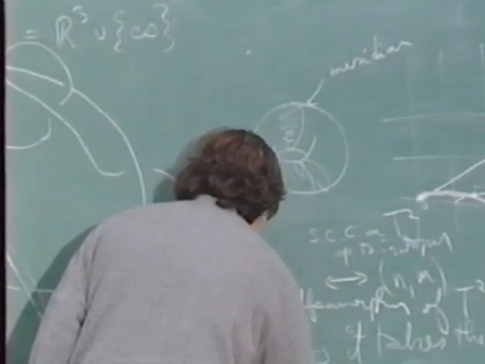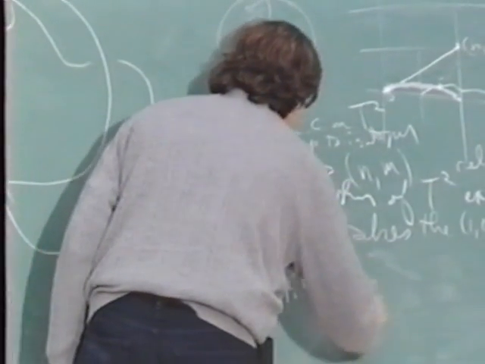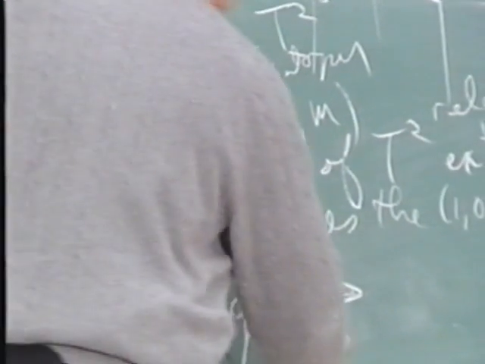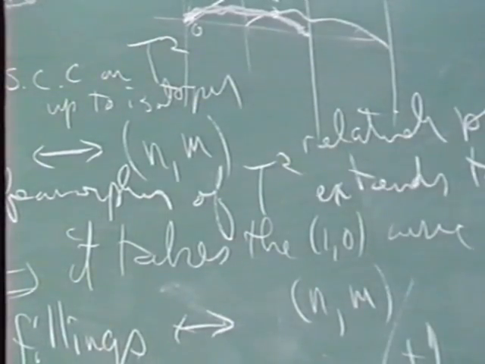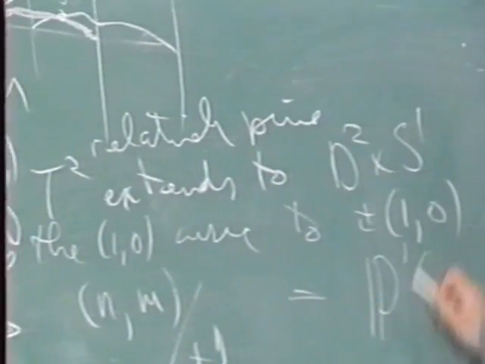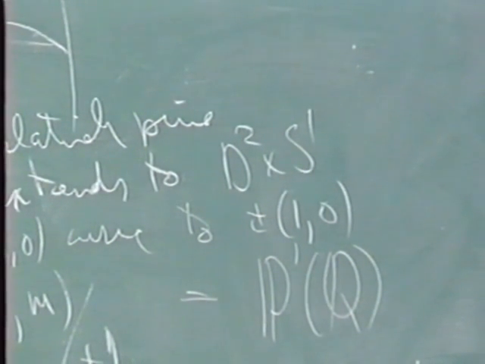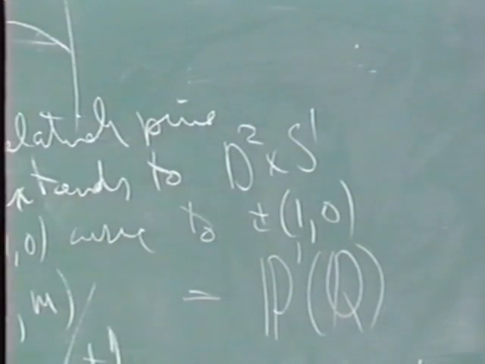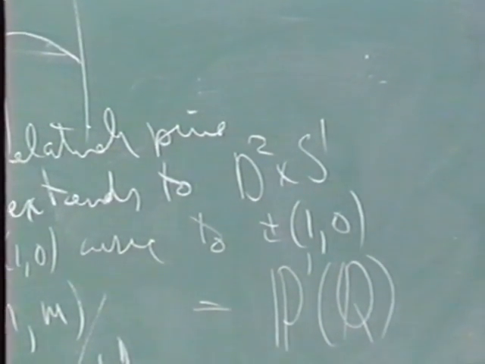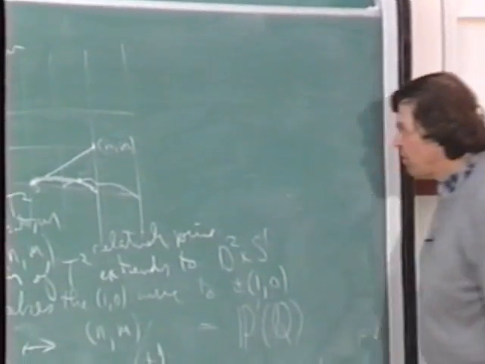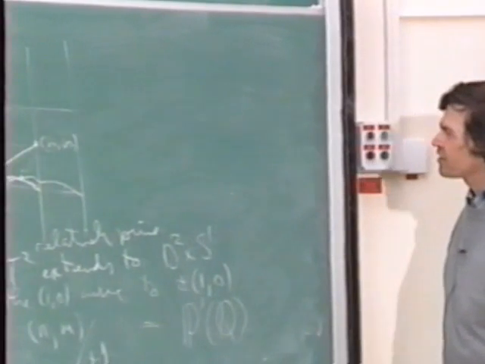So Dehn filling, the process of Dehn filling, is parametrized by n, m relatively prime, up to multiplication by plus or minus 1. Or another way to say this would be it's the rational projective line. Anyway, it's the slope of a line. Or another way to say it is there's a line through the origin that passes through lattice points. Okay. So this is just to get started.